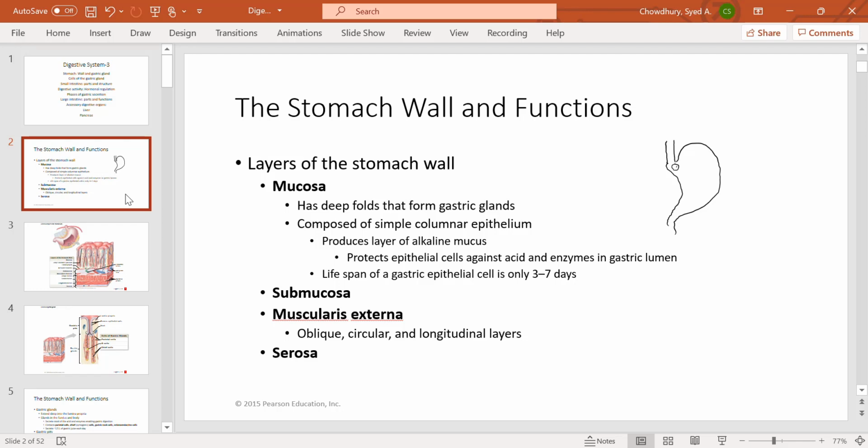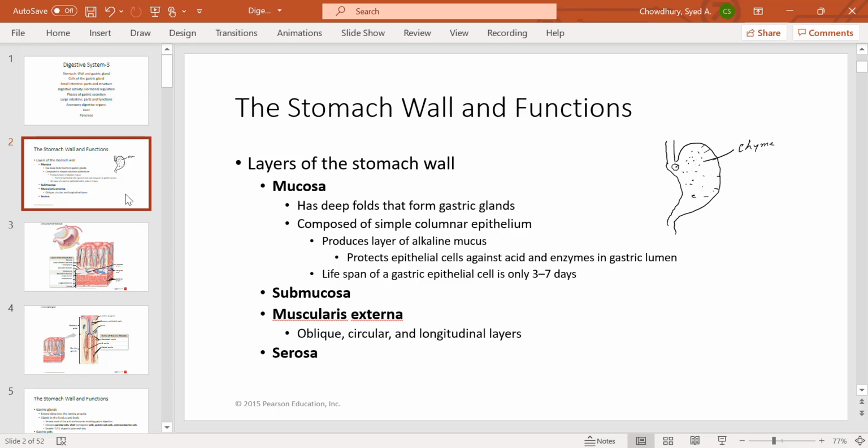structure, enters into the stomach, a lot of secretion occurs from the wall, okay, and that makes this semi-solid food into liquid, like thick liquid, that is called the chyme, right?